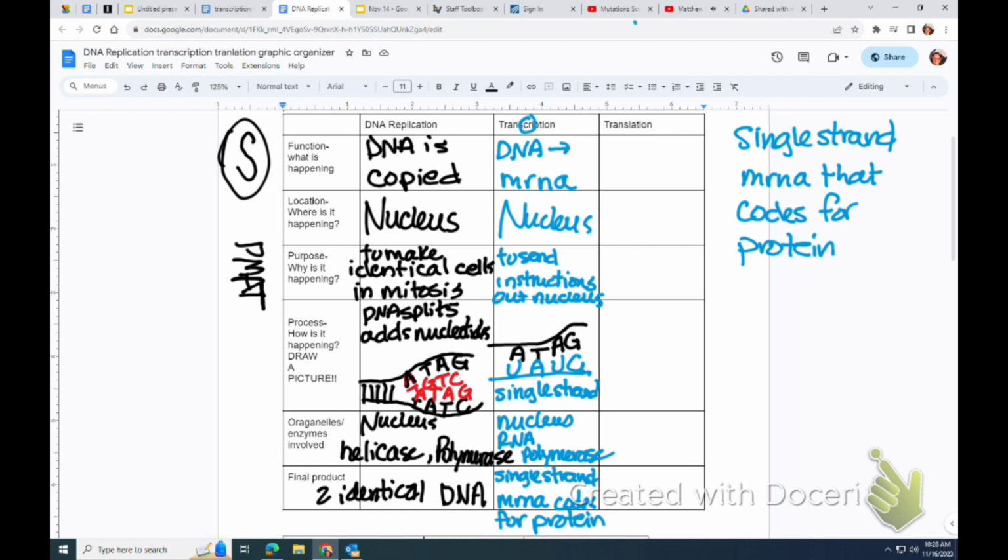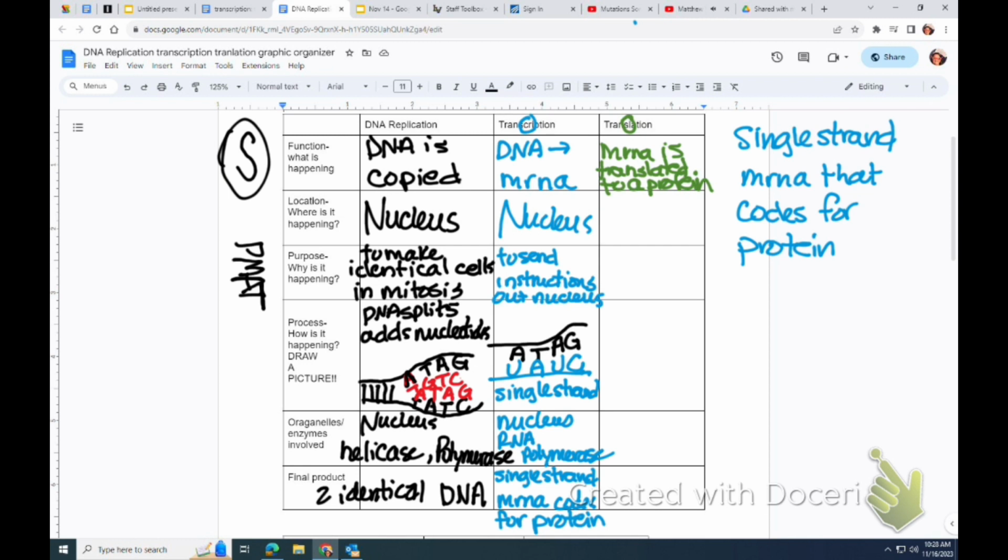I'm going to change my color again. Let's do green. And this time we're talking about translation. So I'm going to circle my L. I circle that L so I can remember that translation comes after transcription, okay? And I can remember that because that's how those letters fall in the alphabet. So the function. In translation, my mRNA is translated to a protein.